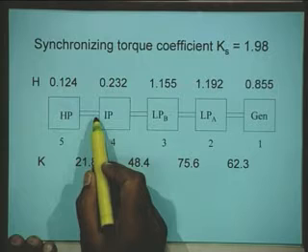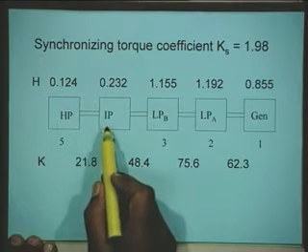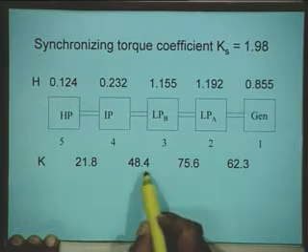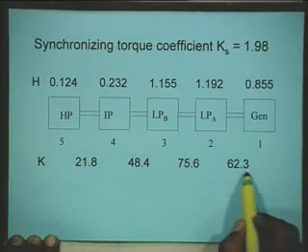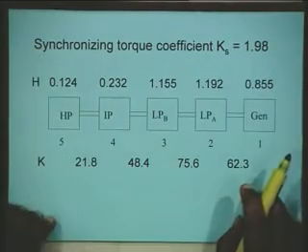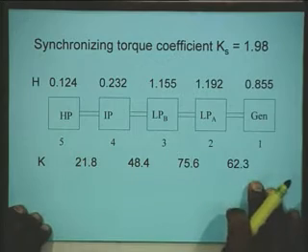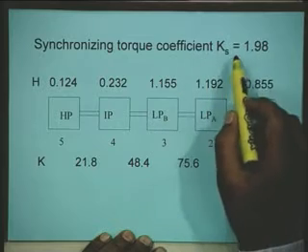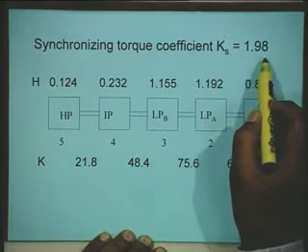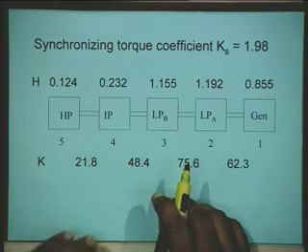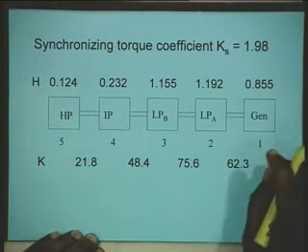The stiffness coefficients of the shafts connecting the various masses are represented as 21.8, 48.4, 75.6 and 62.3. That is, in this diagram what I have shown is that these are the inertia constants of the 5 masses and these are the stiffness coefficients. Further, we assume that the synchronizing torque coefficient Ks is 1.98, right, and this Ks depends upon the operating condition. Okay. Now, the operating condition which we have considered is that the system is delivering 90% power.